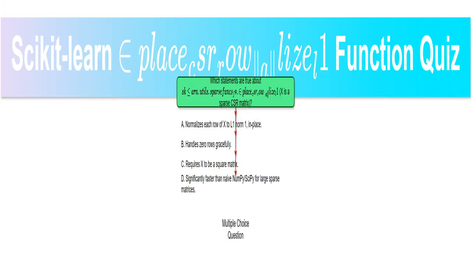Statement A claims that the function normalizes each row of the input sparse matrix, X, so that the sum of the absolute values of its elements equals 1. Furthermore, it modifies the matrix directly, in place, without creating a copy. This aligns with the typical meaning of L1 normalization. We'll need to verify this against the function's documentation.